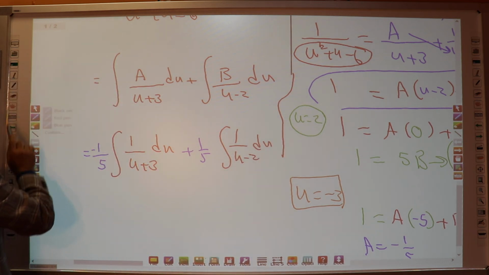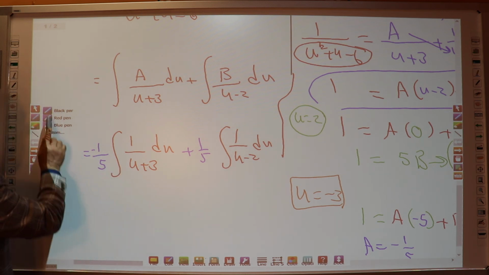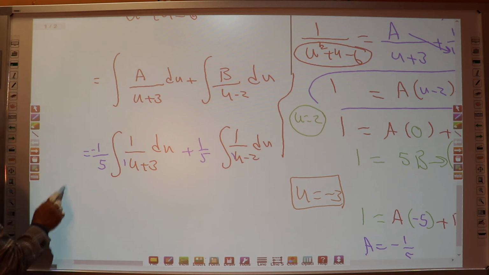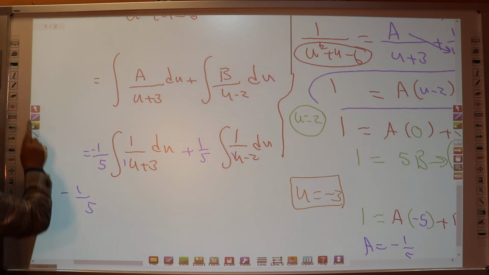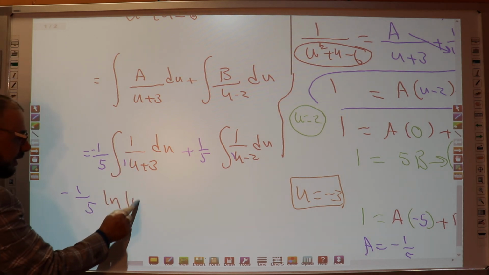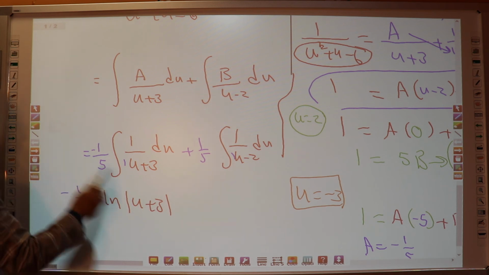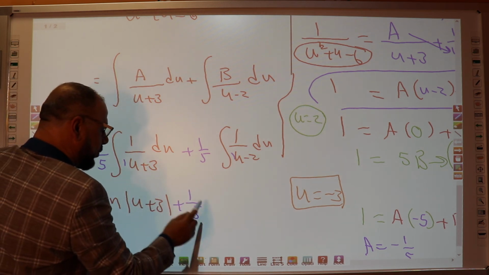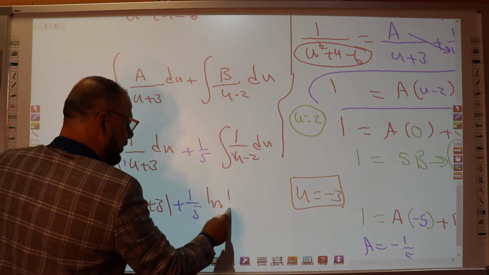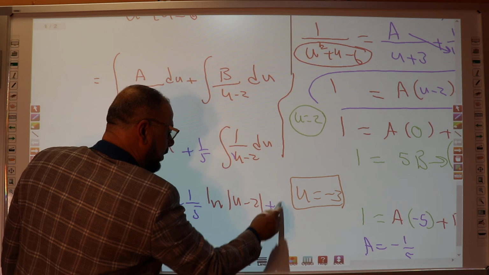And this is a very well known integration. When you have a linear expression inside and the derivative of this guy is 1, which is in the top, then we have negative 1/5 ln, to protect yourself, absolute value of u plus 3, plus 1/5 ln absolute value of u minus 2, and everything plus C.